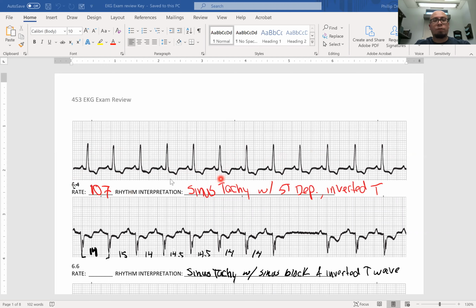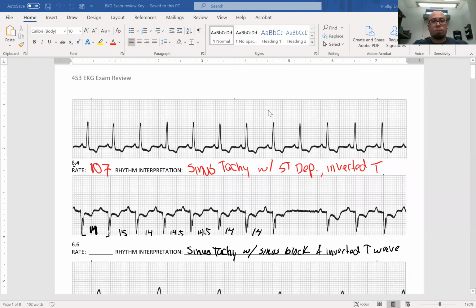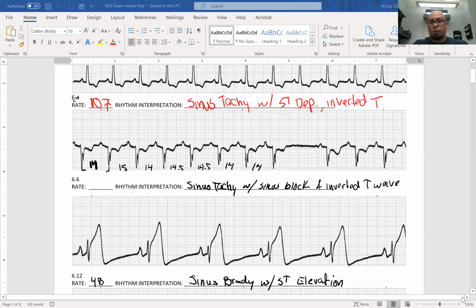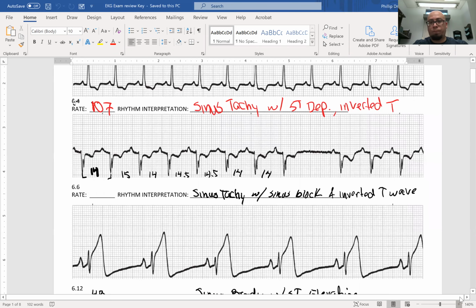Then we also notice we have some ST segment depression right here. So let's actually go back here and we'll do a little drawing. So ST segment depression is here, here, here, and here, all the way across. So we have sinus tachycardia with ST segment depression, and we also have inverted T waves. Let me zoom in a little bit, make it a little bit easier to see, hopefully.